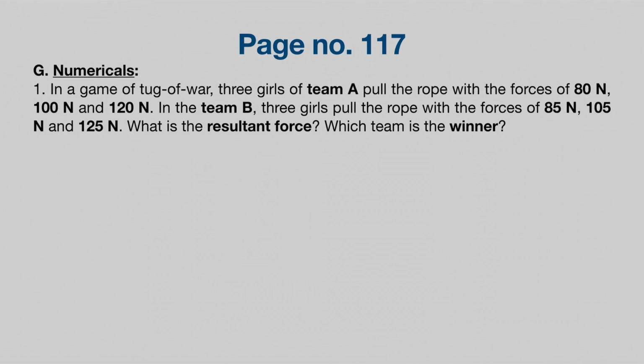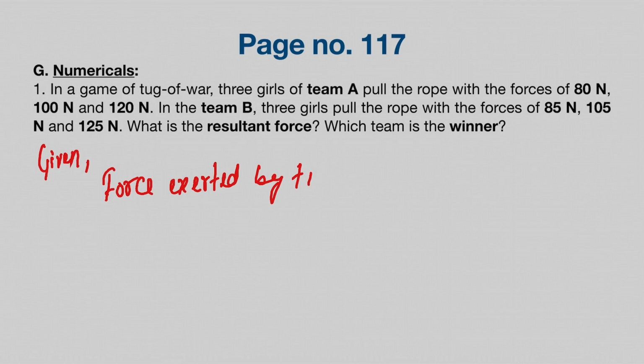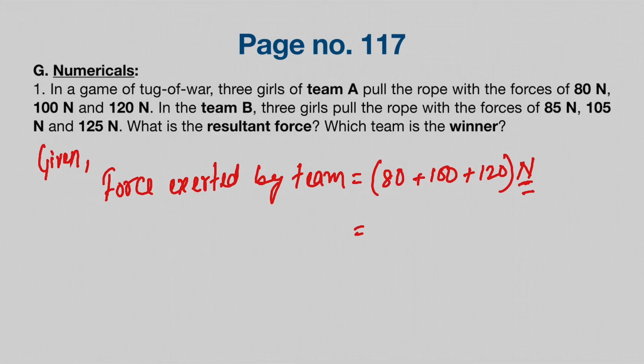Now firstly we will write given: force exerted by team A. What is the force that each of the girls exerted? The first one is 80, then the second one is 100, and the third one is 120 newton. Now we put newton here, so we immediately know that we are talking about force. If you add it all up, how much will you get? 80 plus 120 is 200, 200 plus 100 is 300, so 300.